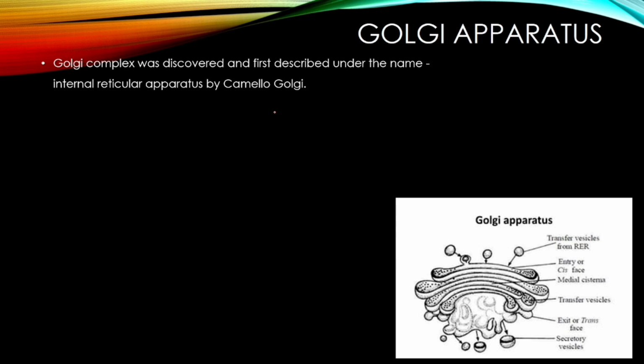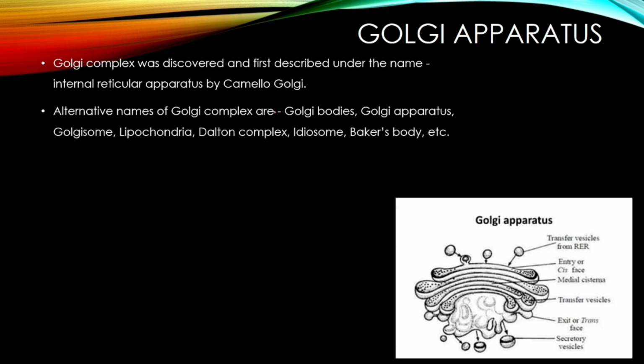Golgi apparatus. The Golgi complex was discovered and first described under the name internal reticular apparatus by Golgi. The scientist was named Golgi, so the name was given to the organelle. Alternative names for Golgi complexes are Golgi bodies, Golgi apparatus, Golgi zones, Lipochondria, Dalton complex, idiosomes, Baker's body, and even dictyosomes in plants. The unit of Golgi complex is called dictyosomes in plants. This is a unique name given to the Golgi body in the plant. So you cannot say that plants do not have Golgi bodies. Plants do have Golgi bodies, but they are more complex, so a specific name is given to them, that is dictyosomes.